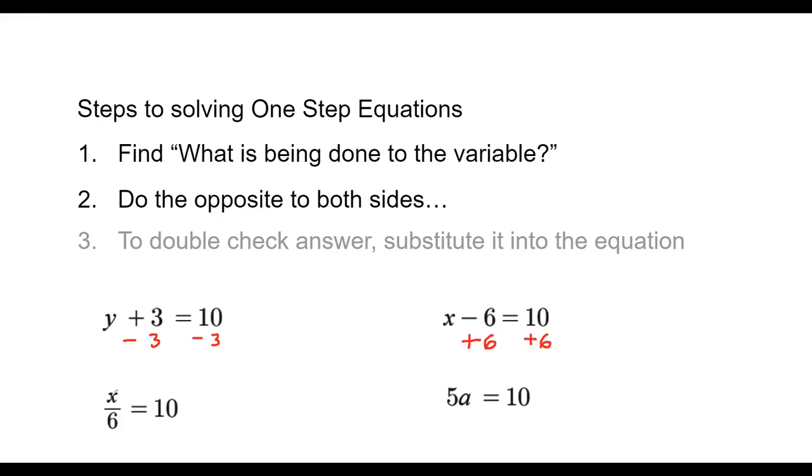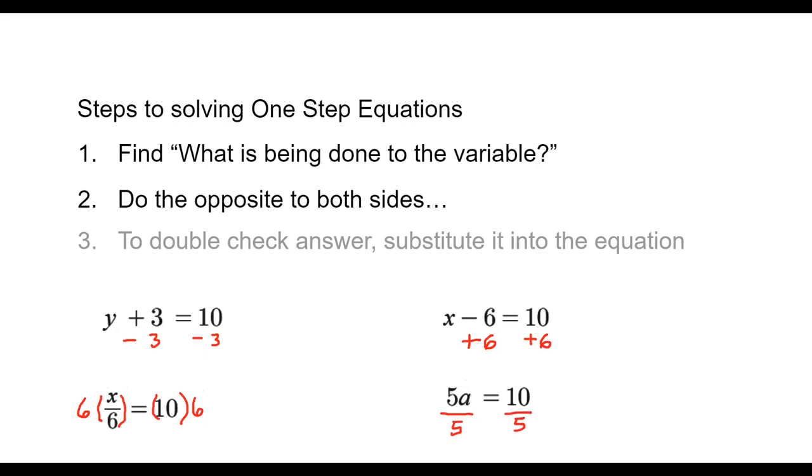Next one, x is being divided by 6. The opposite of division is multiplication, so we should multiply both sides by 6. Like that. And finally, in this last example, a is the variable. It's being multiplied by 5. So we should divide both sides by 5 because division is the opposite of multiplication.